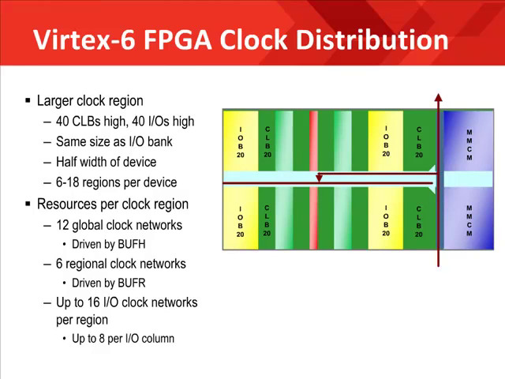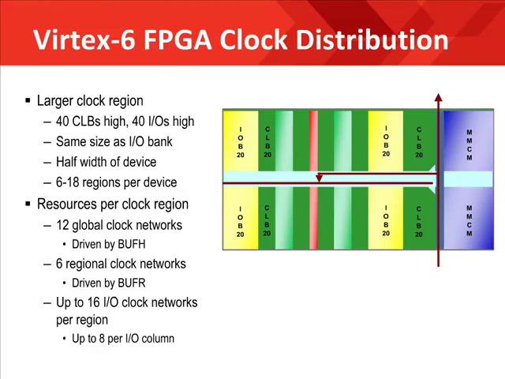Each clock region has 6 regional clock networks, driven by the regional clock buffers in the local region or either of the neighboring regions. Each clock region has up to 8 I/O clock networks per I/O column in the region. A clock region can have 1 or 2 I/O columns. There are 4 local I/O clock networks per I/O bank, driven by the I/O clock buffers in that bank.